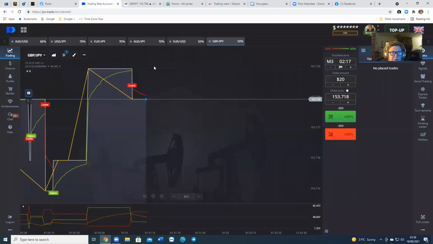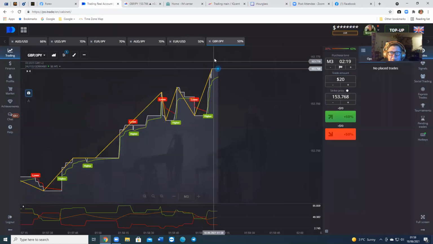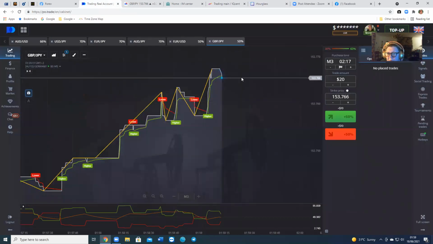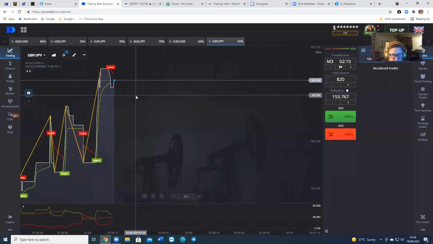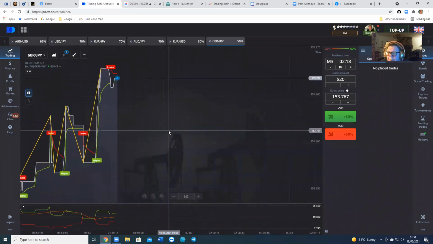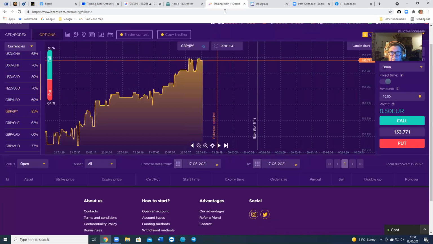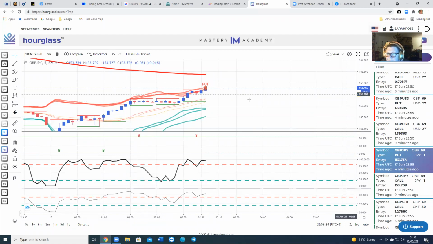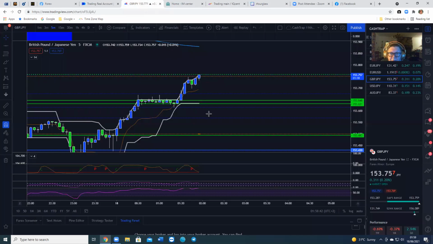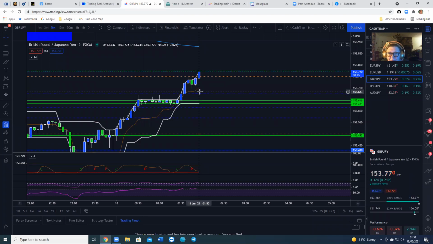Let's have a look at pocket option. Not taking it on pocket option because it's only 50% payout. We don't want to be doing that. 771, 756. So quite a difference with the broker. Oh yeah, catching up now. 770.